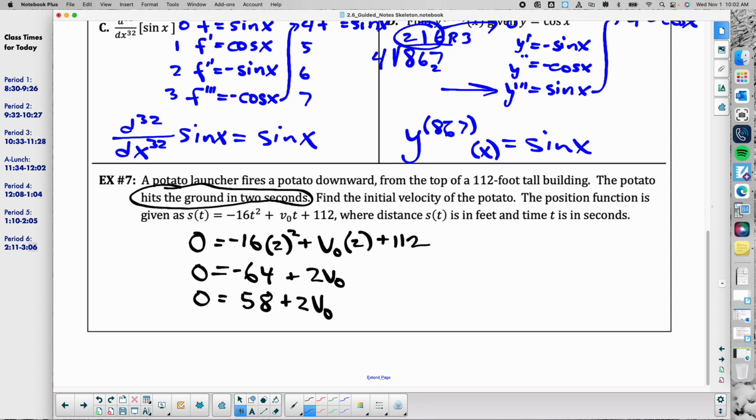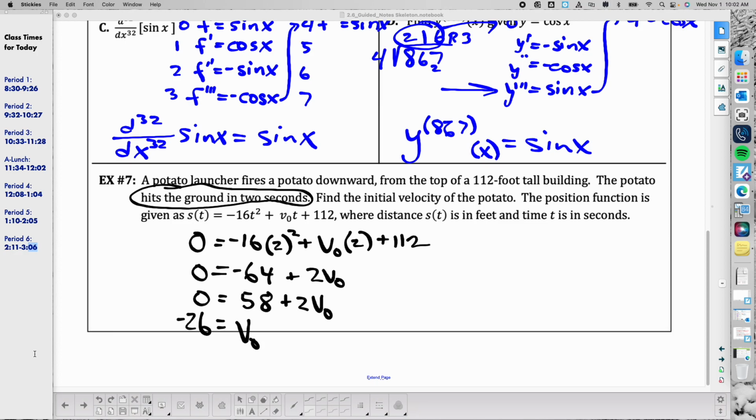So V0 is going to be negative 26. Why is it negative? That feels like it should be wrong. Because it's going down. Perfect. Velocity has a direction, so a positive velocity would mean you're shooting it up in the air. This one tells us they're shooting it downward. So the downward velocity would be negative 26 feet per second.